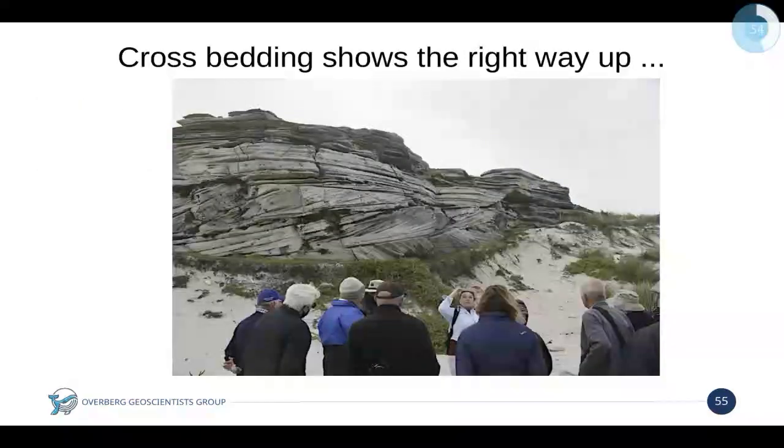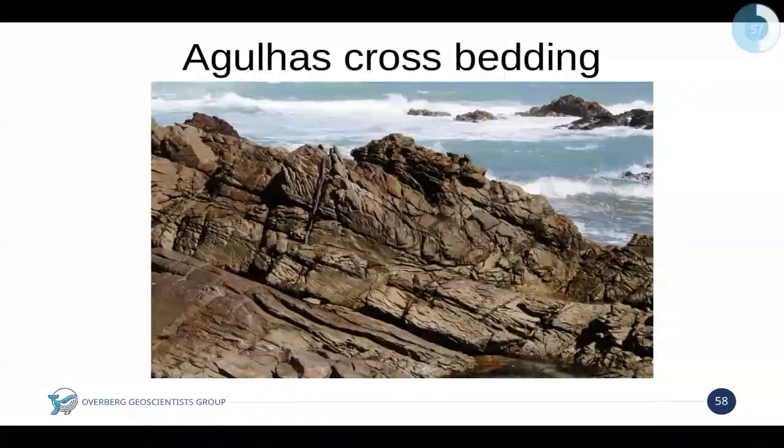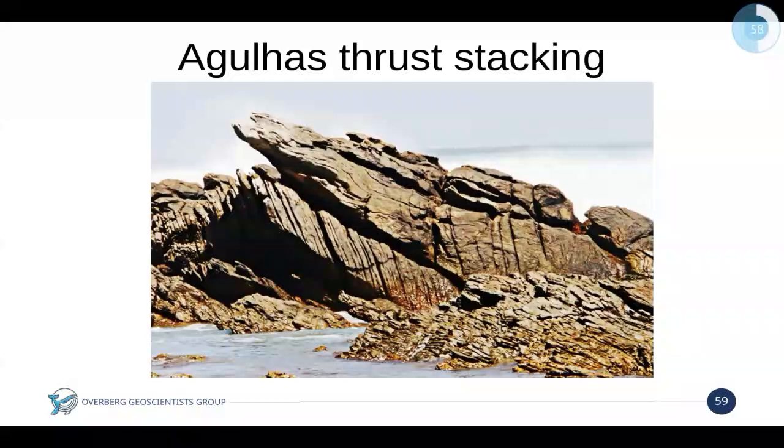To recognize overfolding, one way is using crossbedding. There's crossbedding the right way up. There's crossbedding the wrong way up, upside down. Crossbedding at Gallas, upside down. So we know the strata is upside down. And then on top of that, you'd add some deformation and it becomes quite complicated. There's some thrust stacking, I think, at Gallas. You can see the folding there.